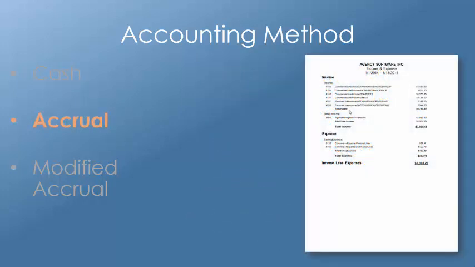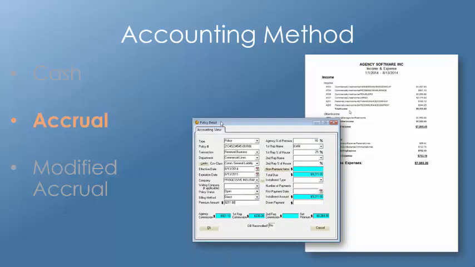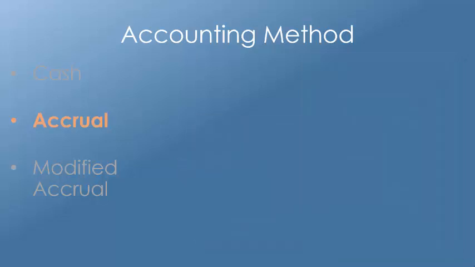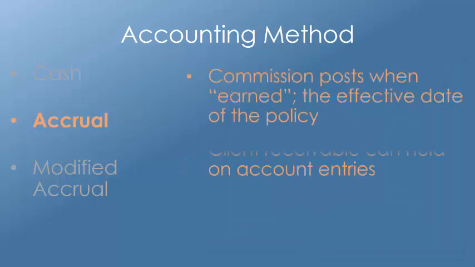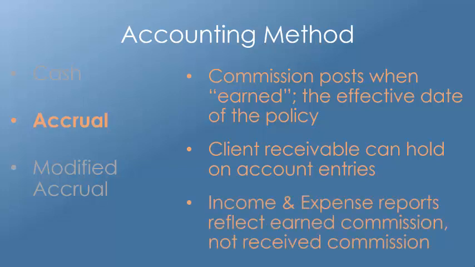Accrual, on the other hand, posts the income when earned, which is on the effective date of the policy in insurance accounting. As of the effective date, the entire policy will post to all accounts: receivable, payable, income, and expense. The advantage of the accrual method is the flexibility of the receivable, allowing you to adjust directly to the client AR and apply payments on the account. The disadvantage is matching income received, as accrual agencies record to their income and expense all commission, received or not.